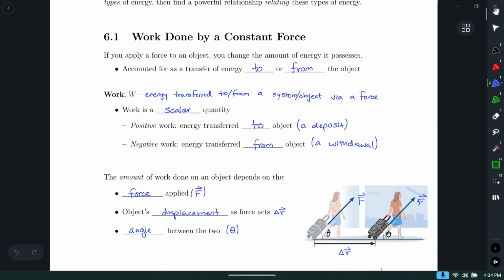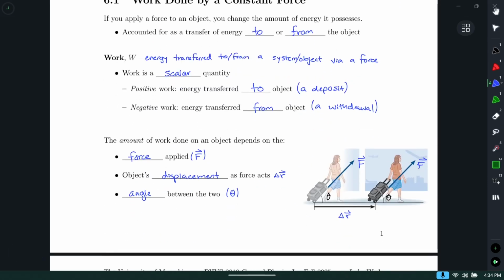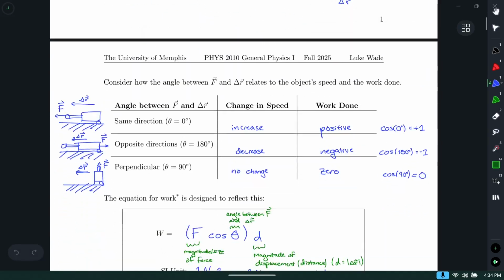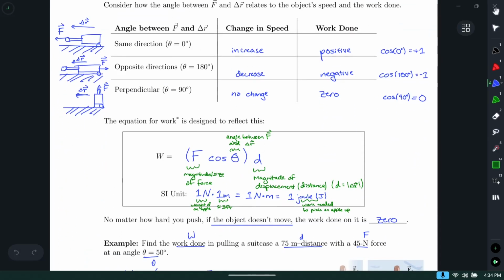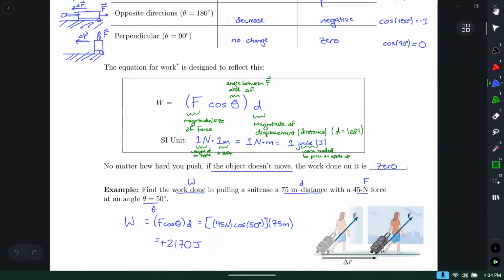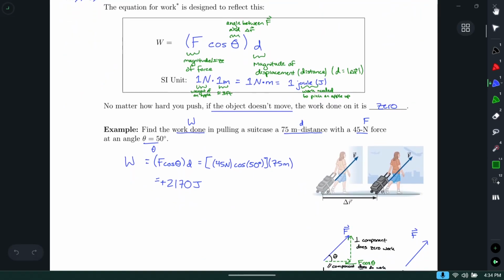Anyway, work is the way in which it's transferred, and it is through a force acting through a displacement, meaning through however the object's moving. Work can be positive, negative, or zero. It doesn't have a direction, it's just a number. Positive means the force is acting in the direction of the displacement, the direction the object moves. Negative work means that it is opposite that direction. Zero work means that it is perpendicular to that direction.